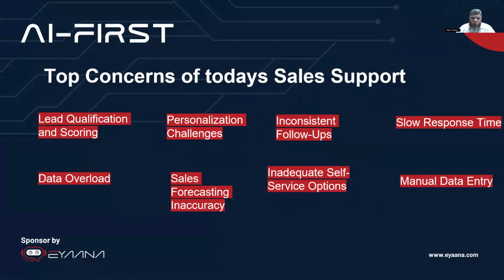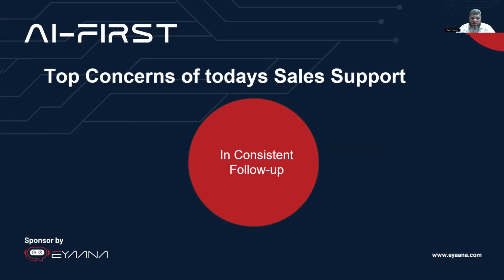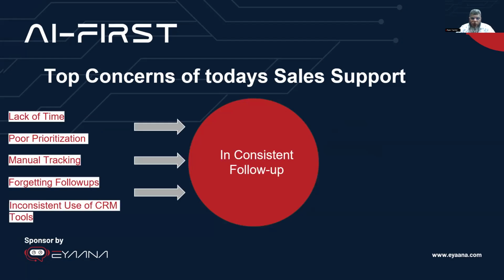So I want to look into just one of the problems in detail, what is causing it in sales and what is the effect. So inconsistent follow-up, definitely it's up there at the top of the sales concerns. Due to lack of time, you have a demo and you cannot follow up. Poor prioritization can be the issue, manual tracking and everything, forgetting to follow up. This happens, and you are not able to use the basic CRM tools and everything properly. That can also affect.